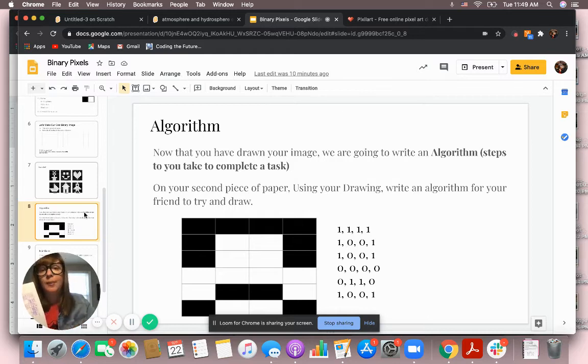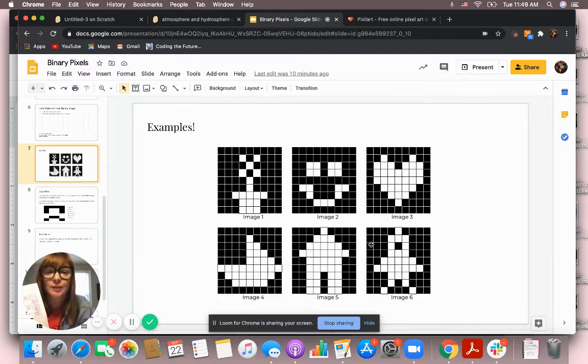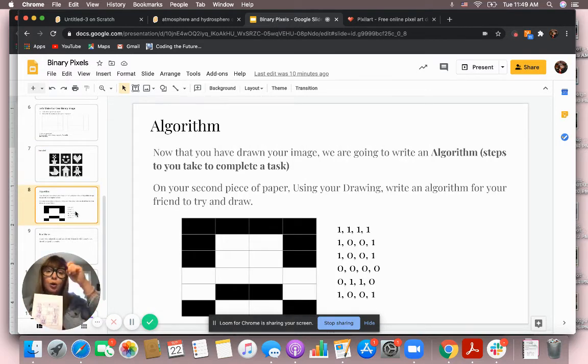So on this piece of paper, you can see here that I've written my algorithm based on the image, that I drew going across the top here on my computer. But I also drew one here. So I'm going to write on my piece of paper on my first line, 1, 1, 1, 1, 1, 0, 0, 1, 1, 1, 0, 1, 1, 0, 1, 1, 1, 0, 1, 0, 0, 0, 1, 0.